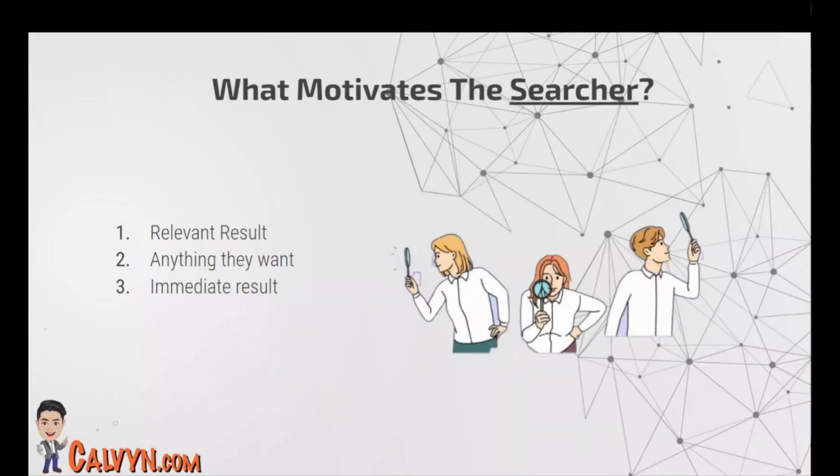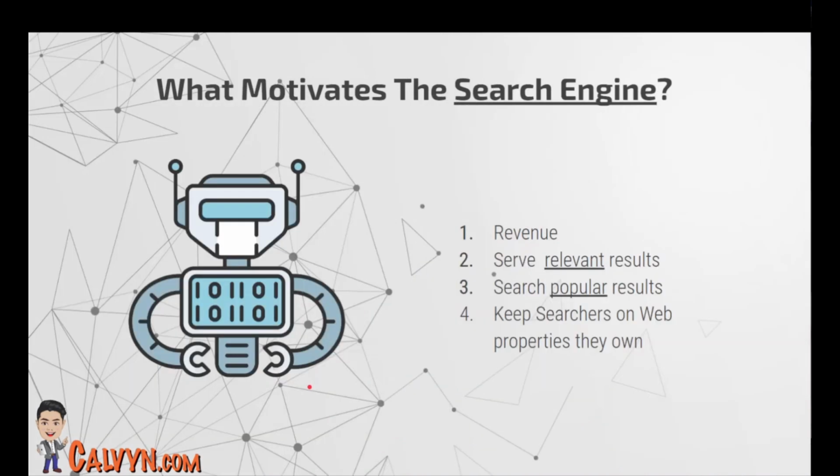But nowadays it is different with Google. With the search engines out there, when we search for something, we get our immediate result. This is where the searcher wants something relevant to us and an immediate result. Okay, second is the search engine. Search engine, what do they want?